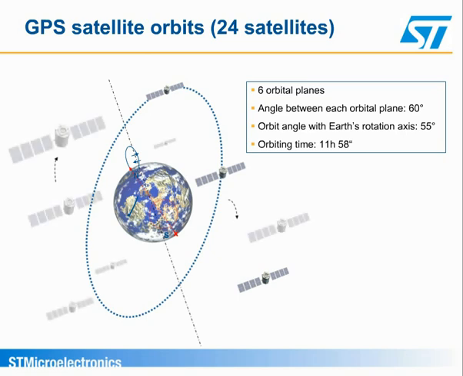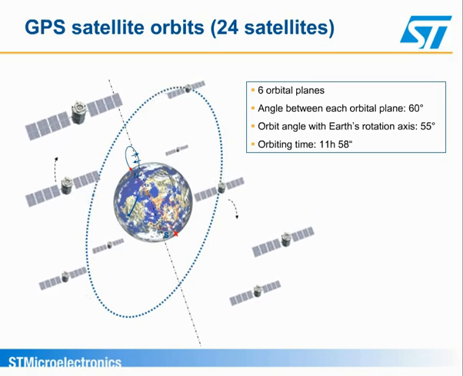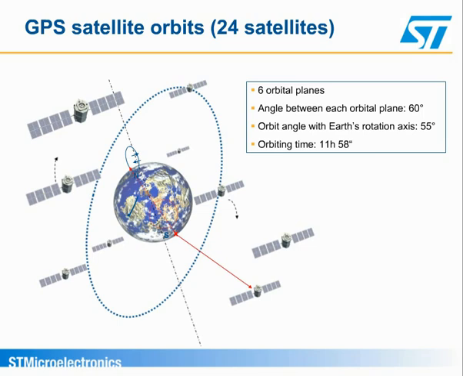To get around this, the GPS system uses at least 24 satellites orbiting in 6 different orbital planes. The angle between these different orbital planes is 60 degrees, while the orbits have an inclination of 55 degrees relative to the Earth's rotational axis. The orbiting time of a satellite is roughly 12 hours, with the satellites periodically disappearing and reappearing. At any time, you can see at least 8 of the satellites from the Earth's surface.